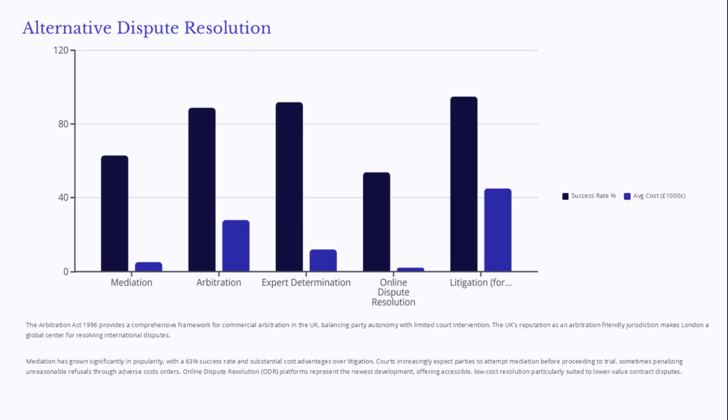Alternative dispute resolution offers various methods for resolving contract disputes, including mediation, arbitration, and litigation. Each method has its own success rates and costs, providing options for parties seeking efficient and effective resolution. Understanding these methods helps parties choose the best approach for their situation.